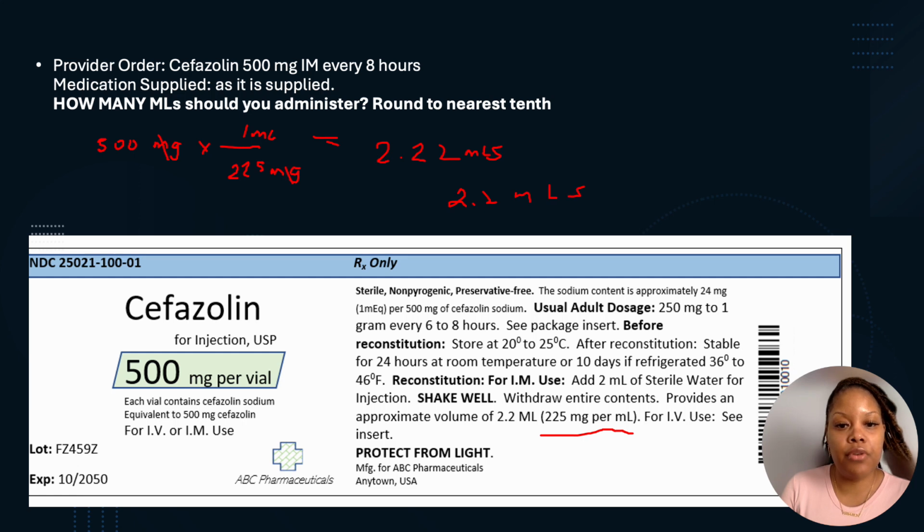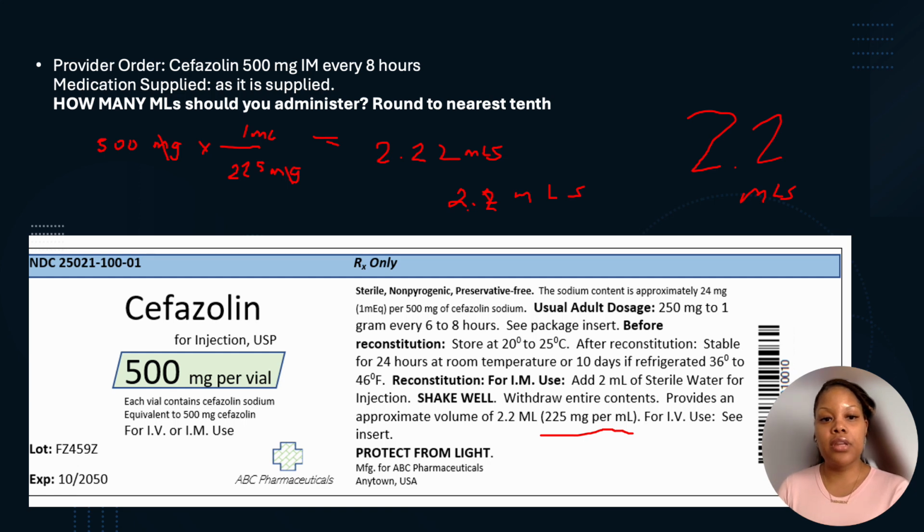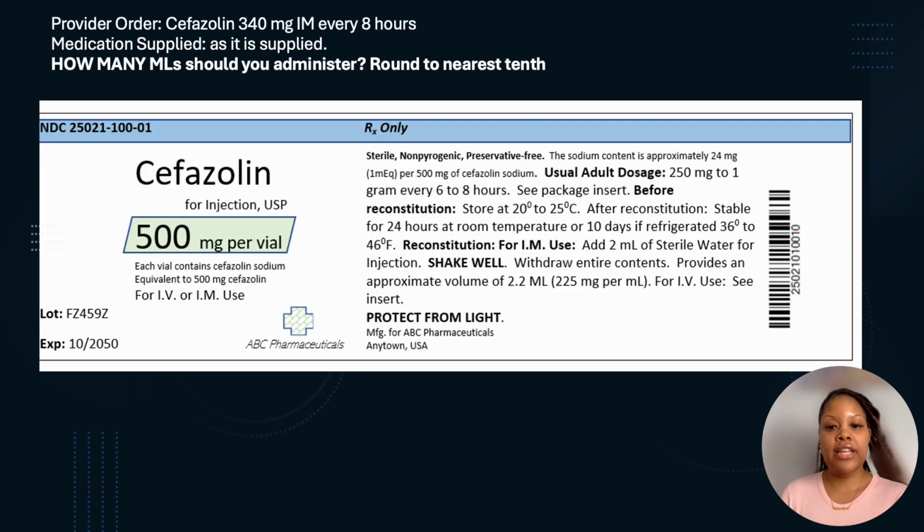And you guys bear with me trying to write with this thing. All right, so we get 2.2 mLs. All right, so that will be the answer for this one. We're going to do another one, and then we're going to jump into the skill, okay? So let's do another one.